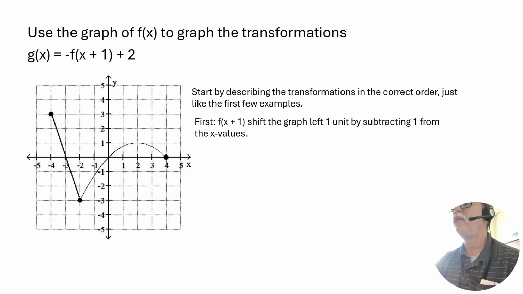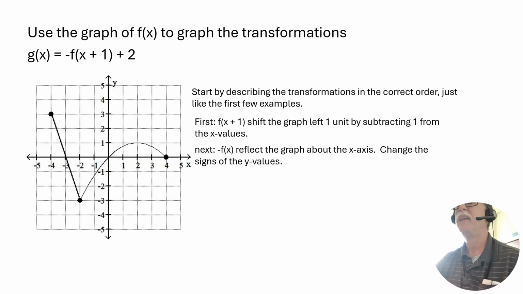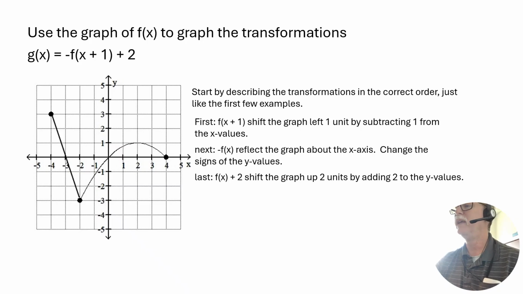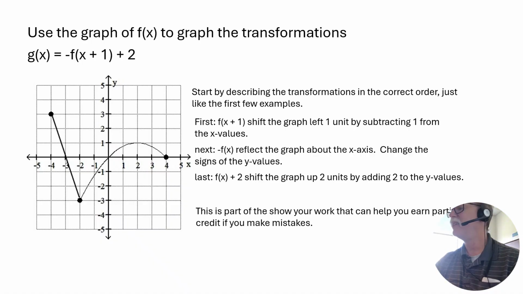So the x plus 1 on the inside, shift to the left, 1. The next thing that we'll do is the negative out front, upside down, reflect about the x-axis, and the very last thing that we do is a shift up. Awesome. So this is an excellent thing to include as possible partial credit in case you make a mistake. I love seeing that you do what I'm teaching, and there you go. So do what I do. Okay.